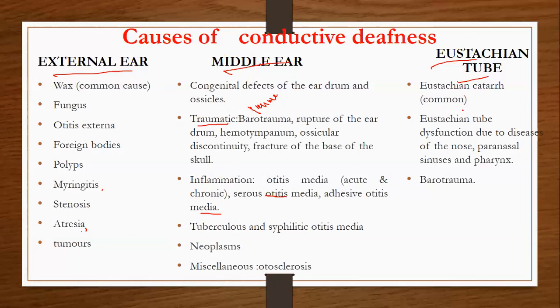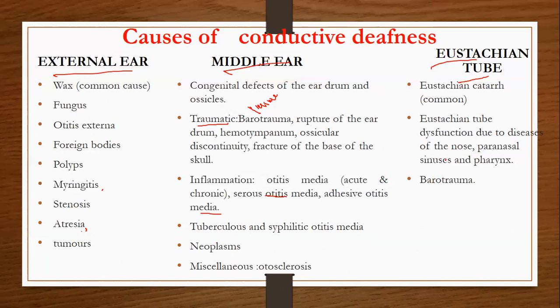Eustachian catarrh is a common form of eustachian infection. Eustachian tube dysfunction is due to diseases of the nose, paranasal sinuses, and pharynx. Any obstruction or condition within these structures can cause conditions in the eustachian tube. It will also cause pressure changes in the middle ear, leading to conductive deafness and barotrauma. Due to the pressure changes, trauma can happen to the eustachian tube, also leading to conductive deafness.